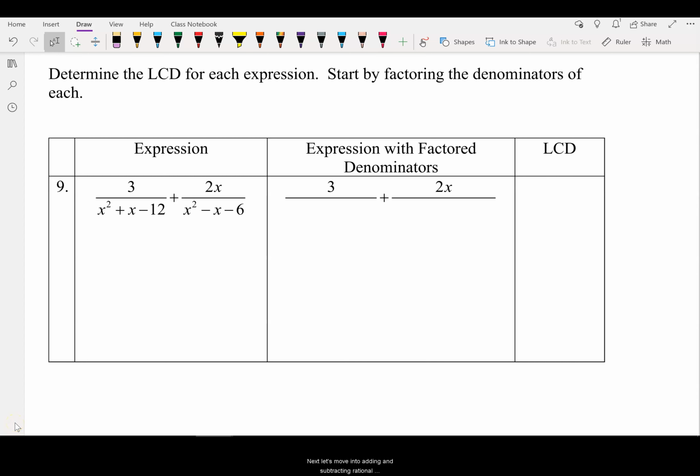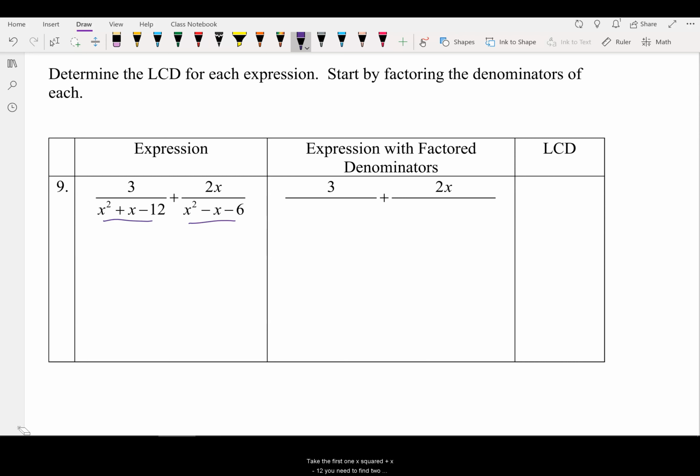Next, let's move into adding and subtracting rational expressions with unlike denominators. This time our denominators are not going to be the same, so we need to find a least common denominator for the rational expressions in order to be able to add or subtract them. Here in our first example, we have two rational expressions that we're trying to add together, and we notice they have different denominators. So the first step is to factor those denominators.